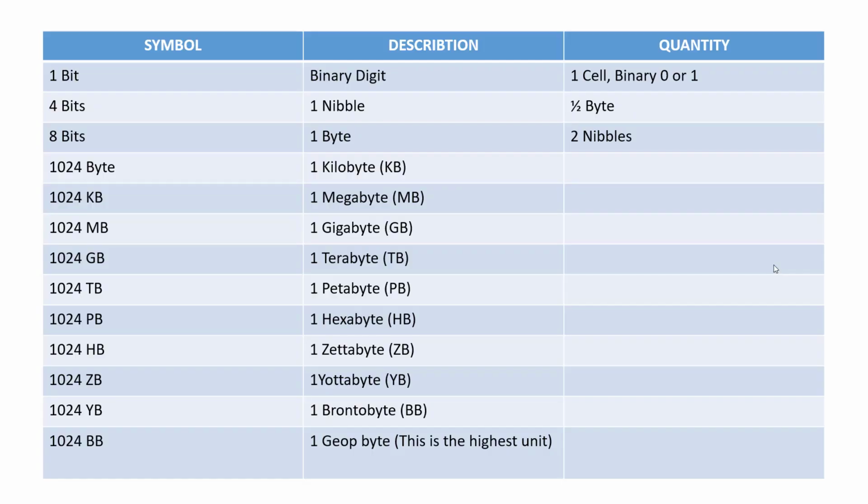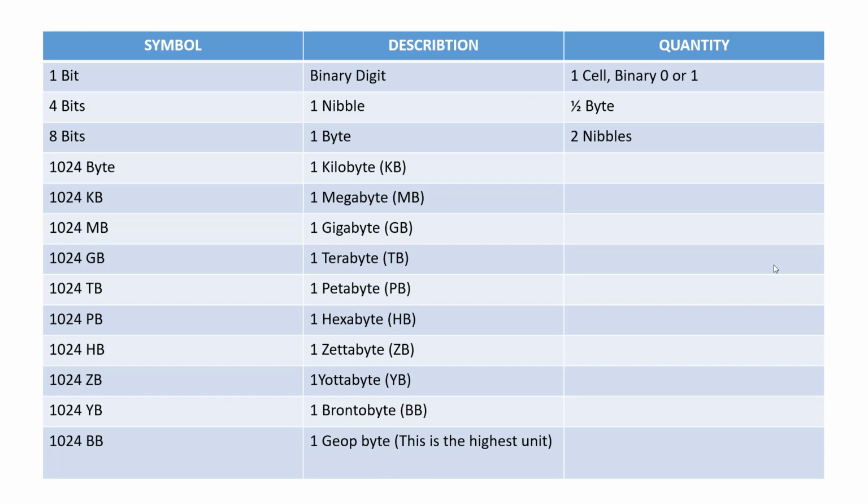And I would like to mention once again the memory units. 1 bit is counted as the smallest memory unit, 1 nibble is equal to 4 bits, and 8 bits equal 1 byte, so 1 nibble is equal to half a byte, as you can see on the screen.